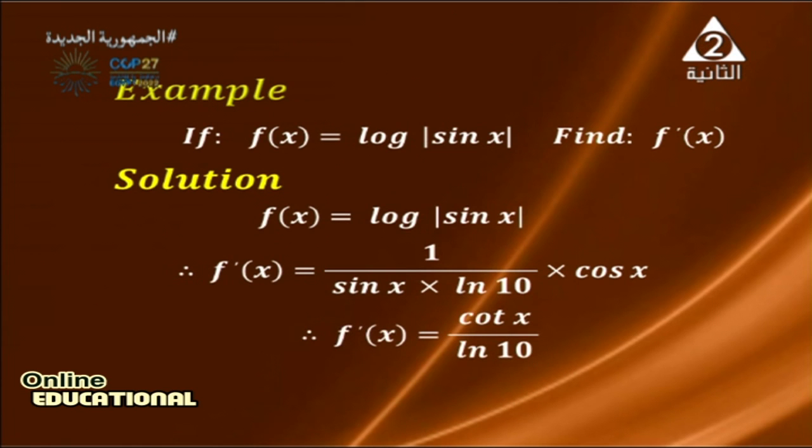Then f dash x equals cosine x over sine x, which is cotan x, over ln 10, and we can write f dash equals cotan x multiply log e to the base 10.